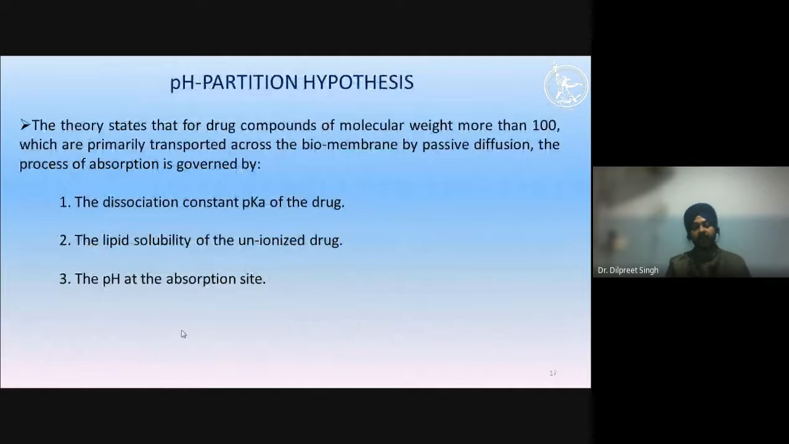When we talk about the pH partition hypothesis, the theory states that for drug compounds of molecular weight more than 100 daltons that are primarily transported across the biomembrane by passive diffusion, the process of absorption is governed by the dissociation constant or pKa of the drug, the lipid solubility of the unionized drug, and the pH at the absorption site.